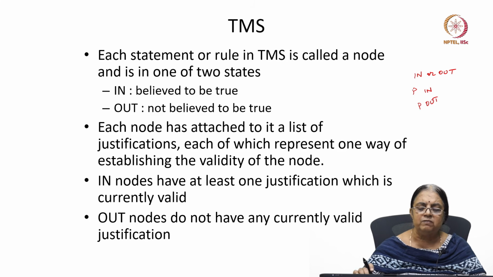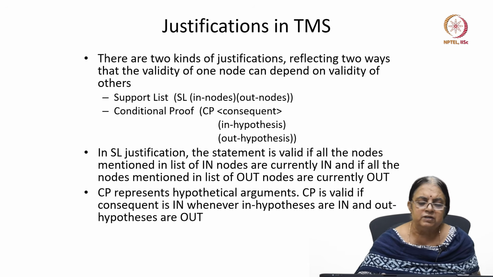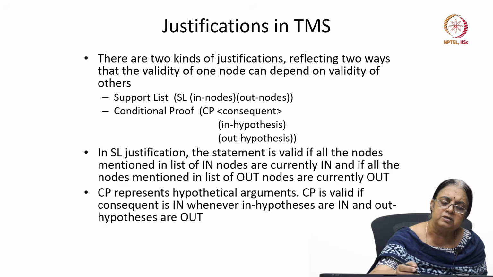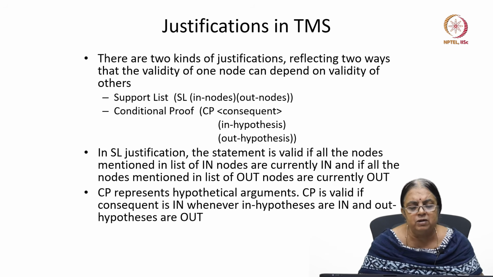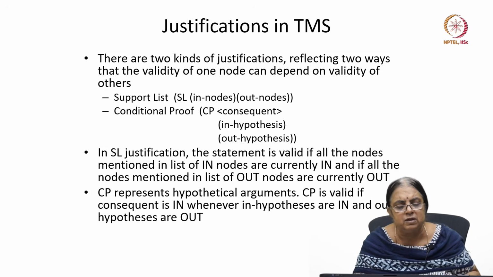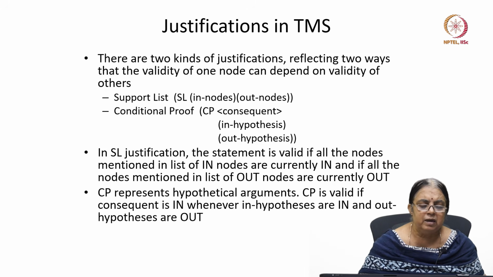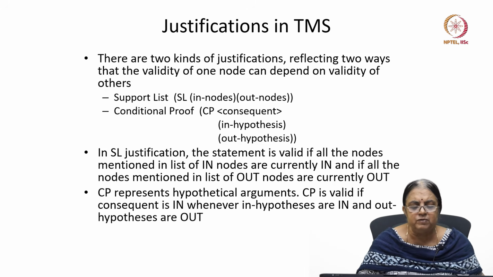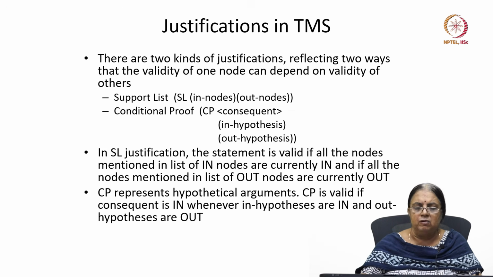And in nodes have at least one justification which is currently valid, and out nodes do not have any currently valid justification. So there are two kinds of justifications. One is what is called the support list, which has in nodes and out nodes, right? If the in nodes are in and the out nodes are out, then your support list will be in. And the conditional proof is valid if the consequent is in, whenever the in hypothesis is in and the out hypothesis is out.